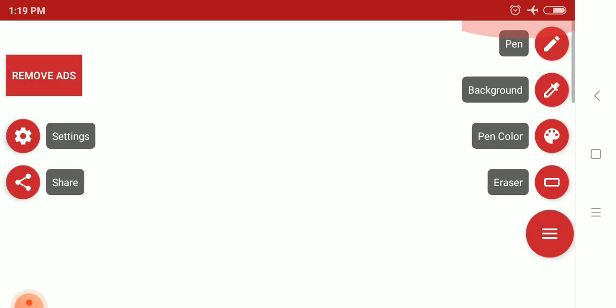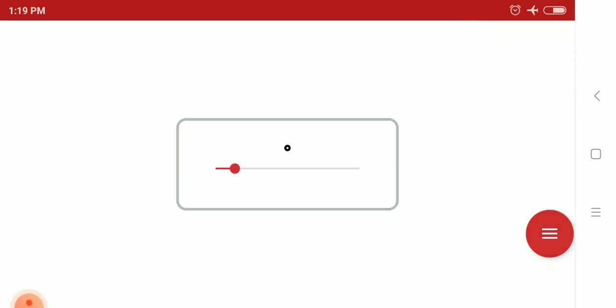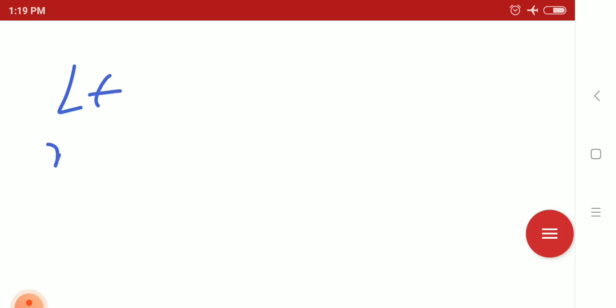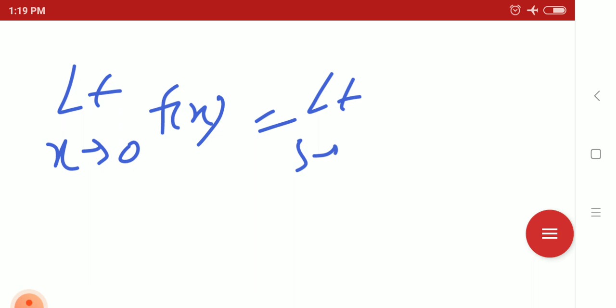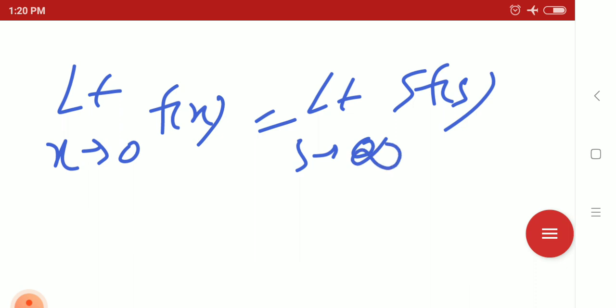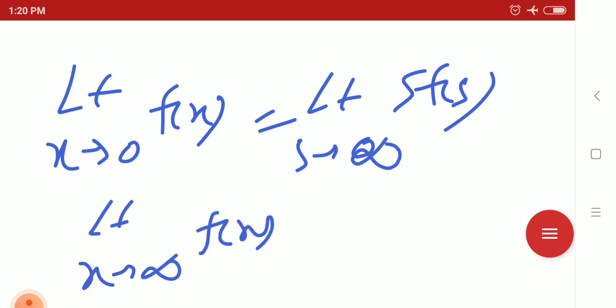Another important property of the Laplace transformation is that the limit as x tends to 0 of f(x) equals the limit as s tends to infinity of s F(s), or the limit as x tends to infinity of f(x) equals the limit as s tends to 0 of s F(s).